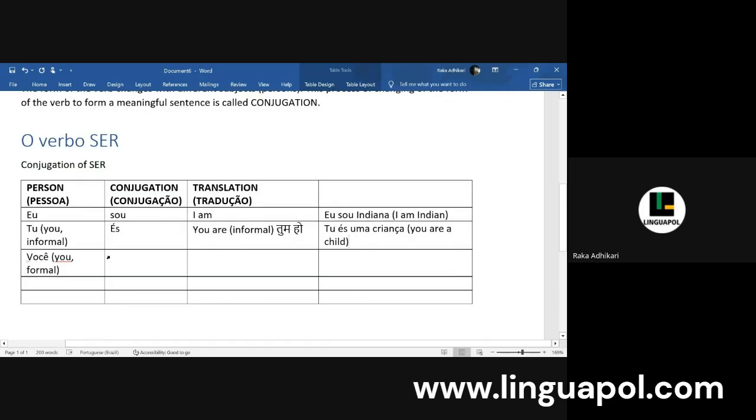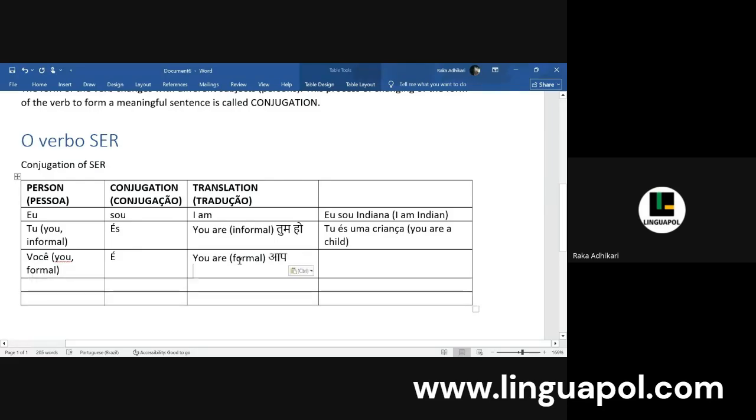Next is você. With você, we use the conjugation é. Okay. So it means you are, but formal. So I'll write this in Hindi as well. It's like आप, okay? आप हैं. I'm unable to get the exact word right now, but it's आप हैं. You are. Você means आप.